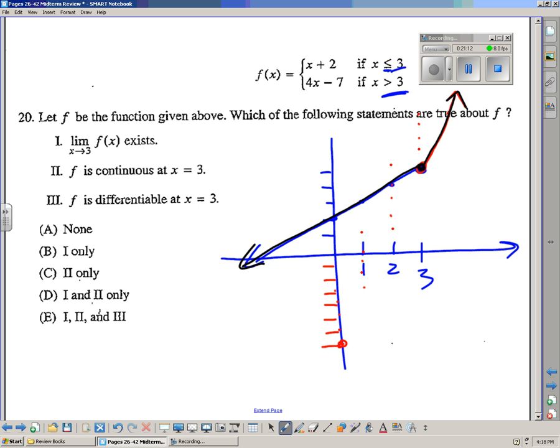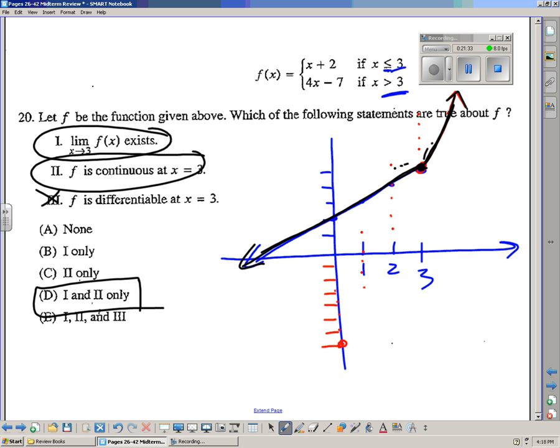Here's our function. The limit exists if you use the shutter method, as some of you call it. If you open the shutters from both sides, you would be approaching the same value. It's continuous because the graph has no breaks in it. But it's not differentiable because you get a corner. So 1 and 2 only are the answers here.